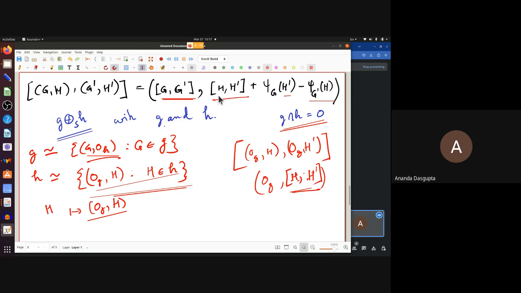What will it be? Bracket of (H, H') plus psi g. What is capital G here? It's 0g. So what's the answer? What you should get is H' plus psi 0g H' minus psi again 0g, because both G and G' are 0g. Right?